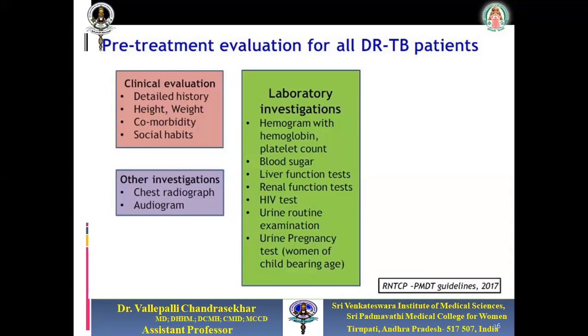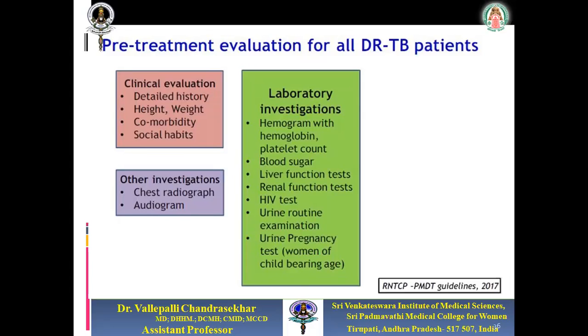Then any laboratory investigations you have to order, like hemogram with hemoglobin, platelet count, and blood sugar you have to measure, because TB and DM, that is diabetes mellitus, both show a huge twin burden. One is a communicable disease, another is a non-communicable disease. We have to detect it beforehand. So we have to order the blood sugar before starting the treatment.